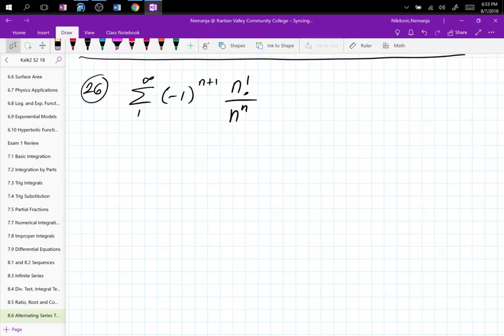This is the last problem we're covering for alternating series. So work it out. You have the tree, you have the path you're supposed to take. So go one step at a time.